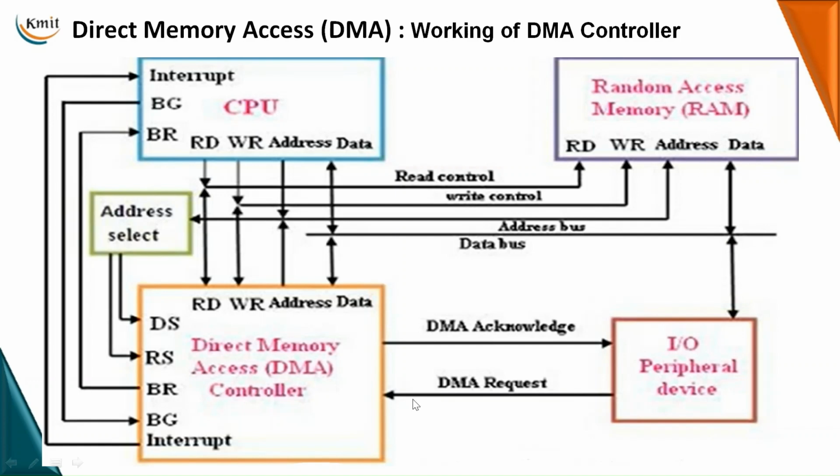So this is how a DMA controller performs an operation. Once the data transfer task is completed, the DMA controller will disable the bus request line so that the CPU will understand that the data transfer task is completed. Now the CPU will disable the bus grant line, and it will gain control of this particular bus. So this is how the data transfer takes place between the IO peripheral device and the memory unit of the computer with the help of a DMA controller.